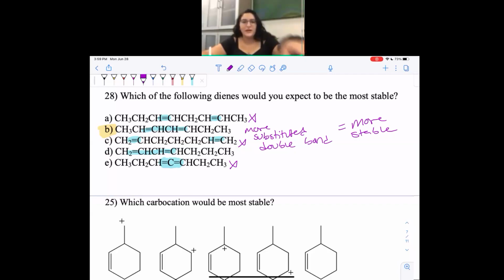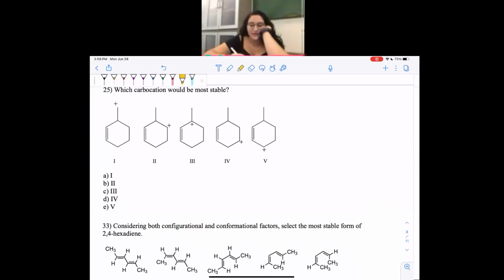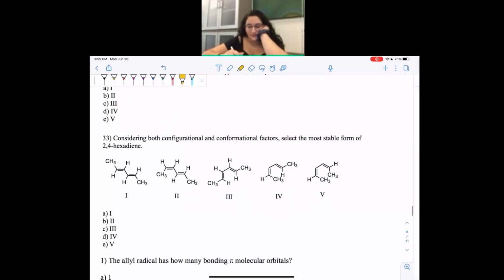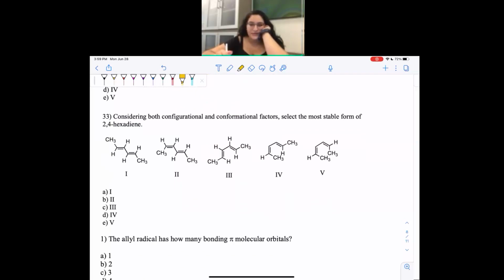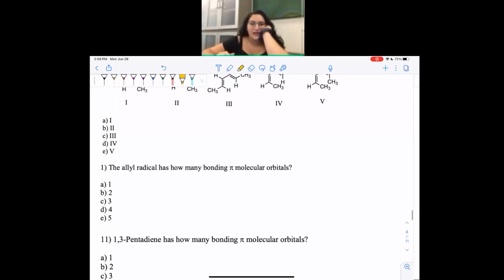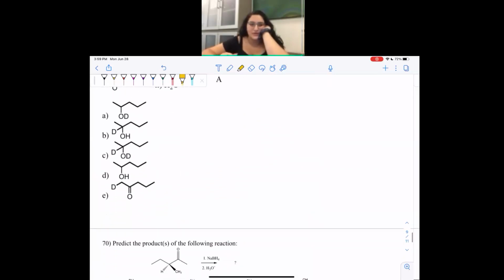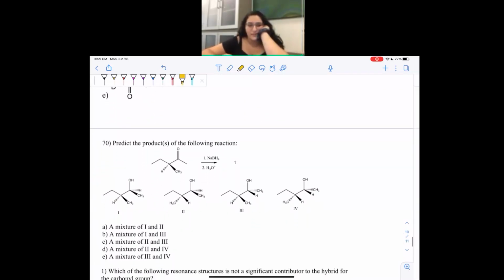Okay, so I have another session that I have to go to for tutoring, so I'm just going to very quickly give you the answers to a couple of these. So this is the most stable carbocation because it is allylic and it's tertiary. This one we've already done. You can just look at the answer from the answer key. We've already pretty much answered all of those questions, but I did want to show you this one.